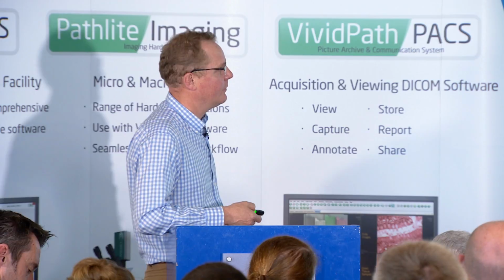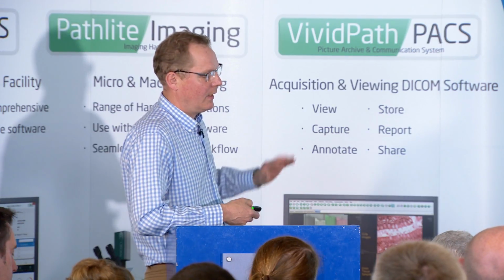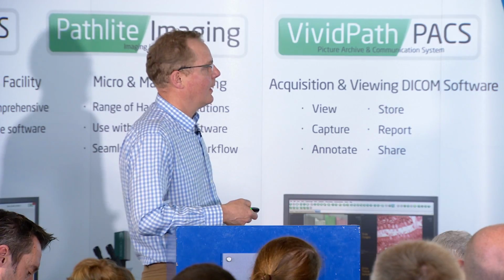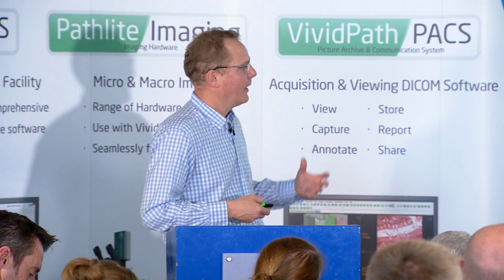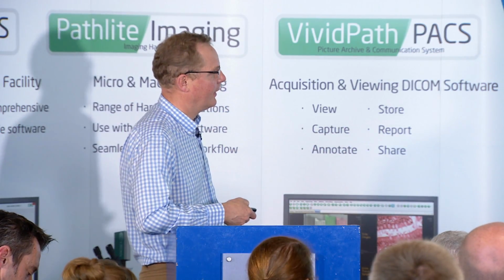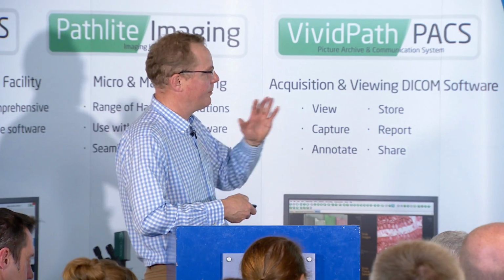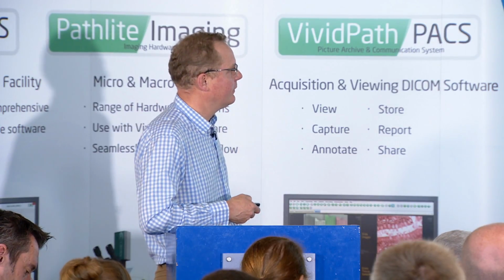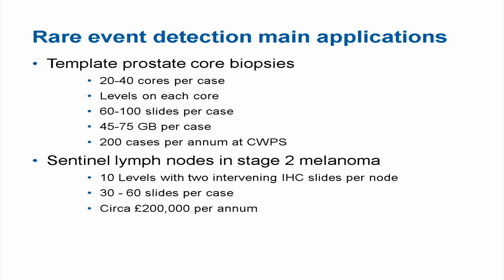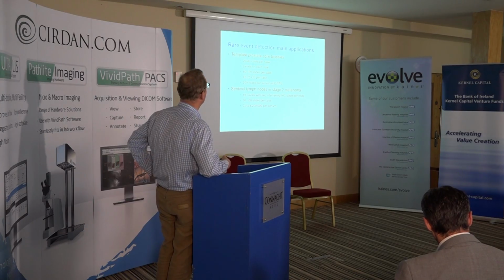This is a procedure you do for patients who've got a bit of a raised prostate marker. But you're not seriously worried about them. You don't really think they've got cancer, but you've got to do something. And to do something is a systematic biopsy of the prostate along a grid pattern, which is a template. That's why it's called template biopsies. And usually these generate 20 to 40 cores per case, per patient. Each of those cores you're going to look at on 3 different levels of slides. So you are talking about hundreds of slides per single case that you get with these things.